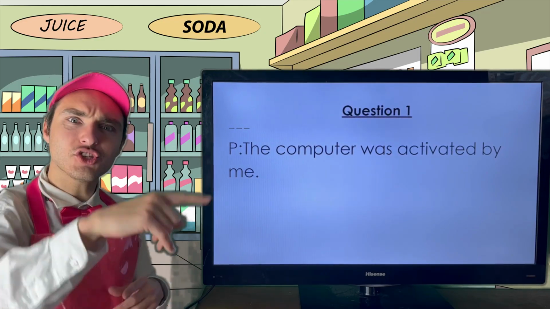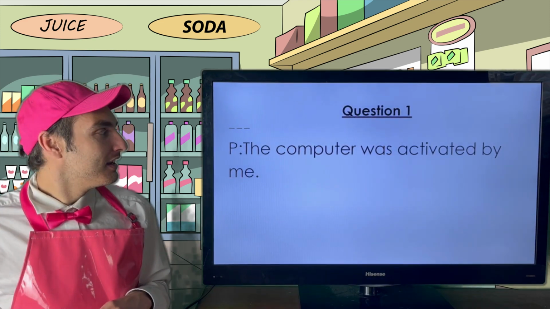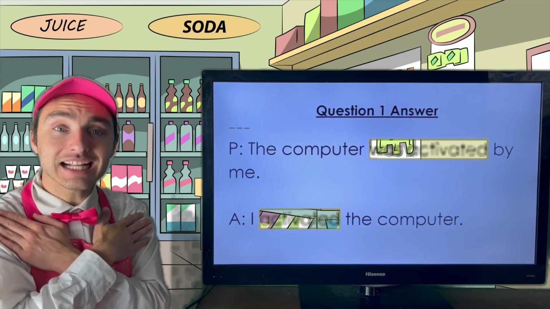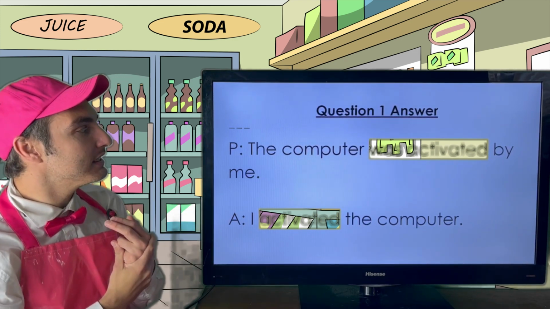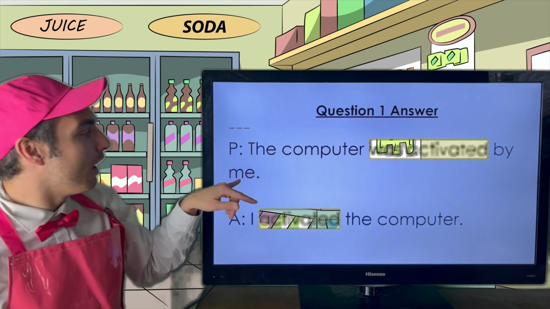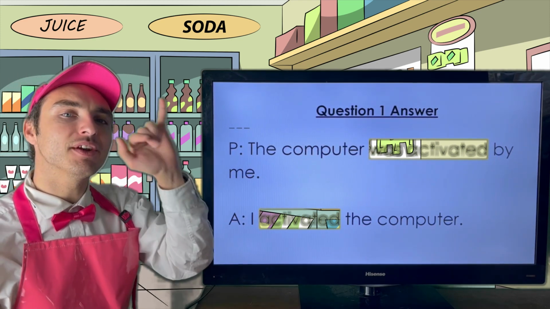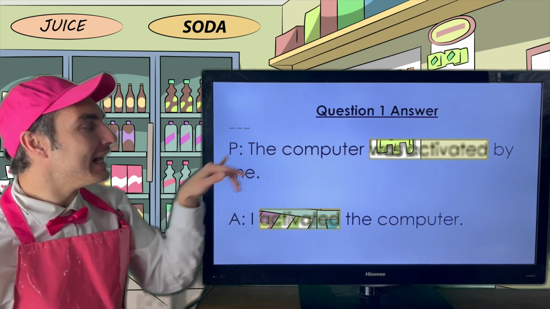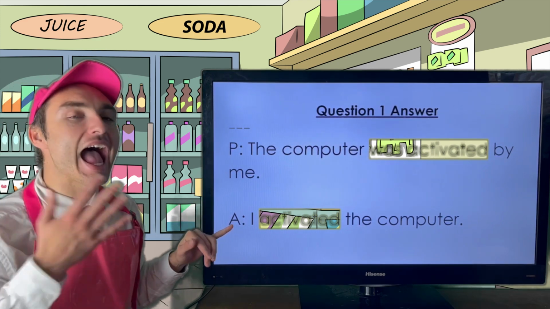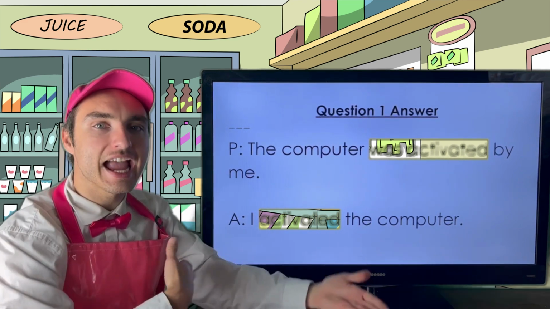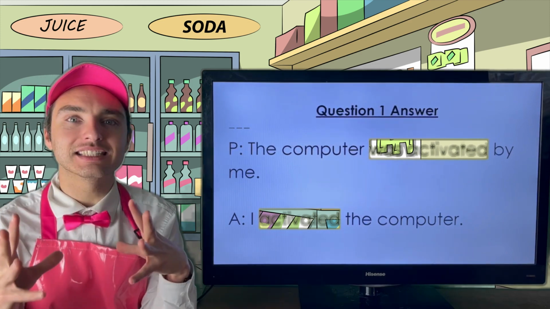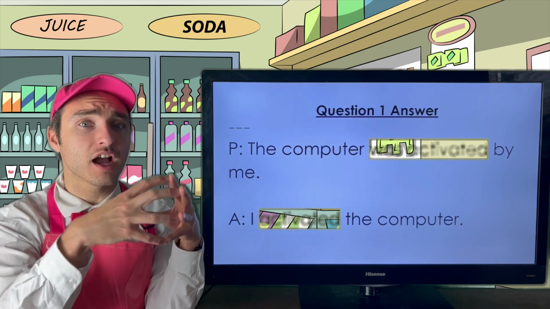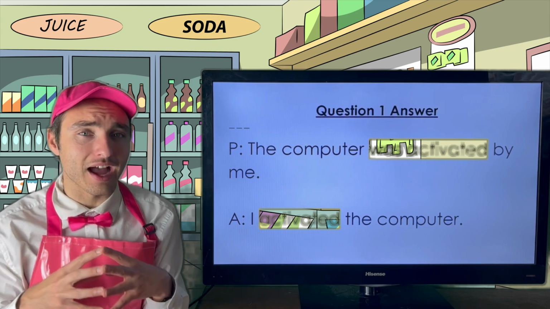All right, grammar goodies, what did you get? Here's my answer. I turned the computer was activated by me into I activated the computer. You can see the difference here is that the verb is acting upon the subject in this sentence. However, in active sentences, the subject performs the action. So rather than the computer was activated by me, the active voice is I activated the computer. I'm actively performing the action. So that's how we turn passive into active. And keep in mind, usually in active, your subject is going to come before the main verb of the sentence, not the other way around.